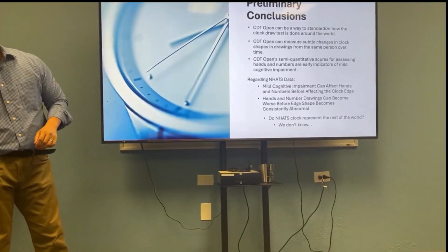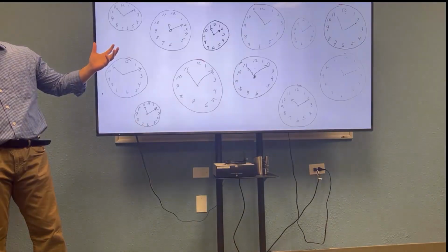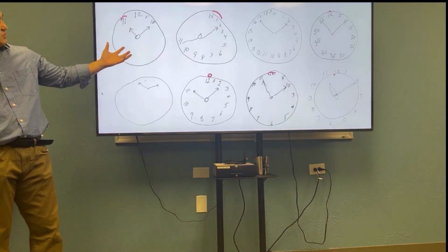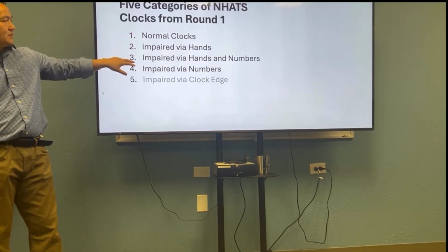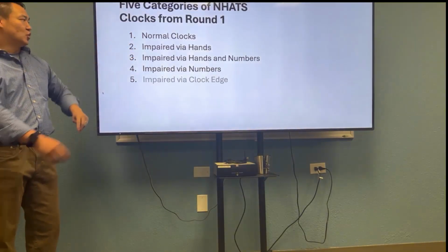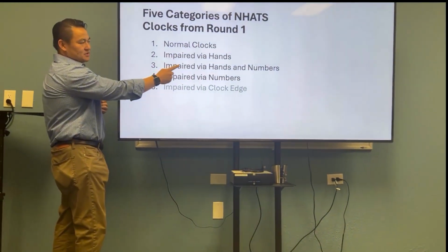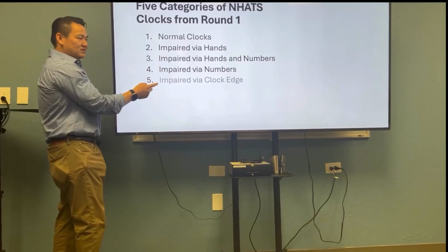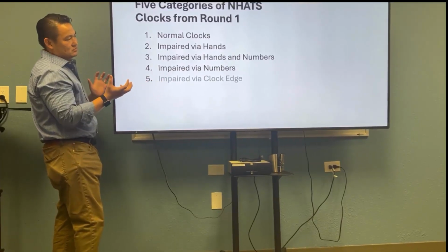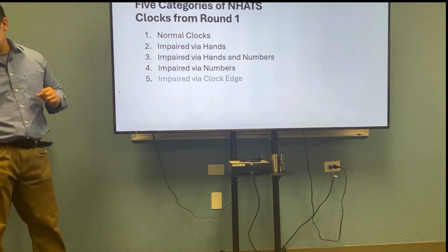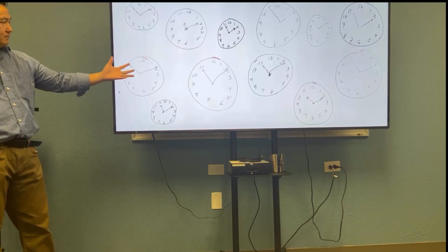Oh my goodness, yes, there's a second study. So yes, more clocks. The main point is, when we analyzed NHATS data, there were 5 categories: normal drawings, drawings with impaired hands, impaired numbers, hands and numbers, and just numbers. But the minority, surprisingly, starts with a weird clock edge when they first show up in this study. These are examples of normals, the full range of normal.